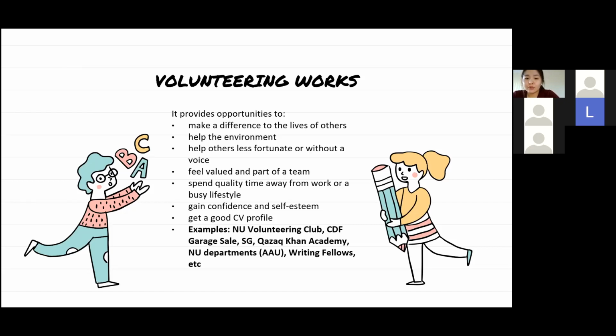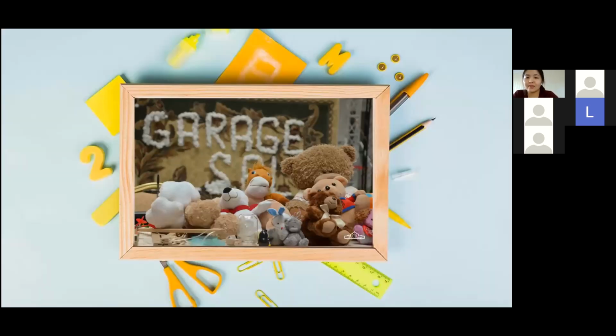Also, you can be part of new departments like AAU. You can become a mentor, which is volunteering work as well. Also, writing fellows. So if you're really good at writing and like it, you can try this too by helping other students with their writing pieces. So this is just a photo from the garage sale, which was, I think, 1 year ago.